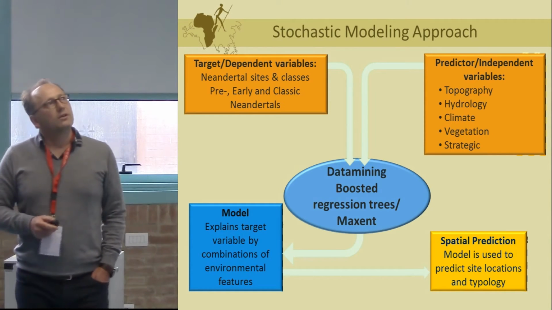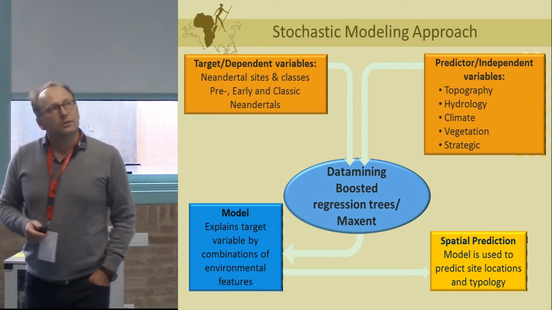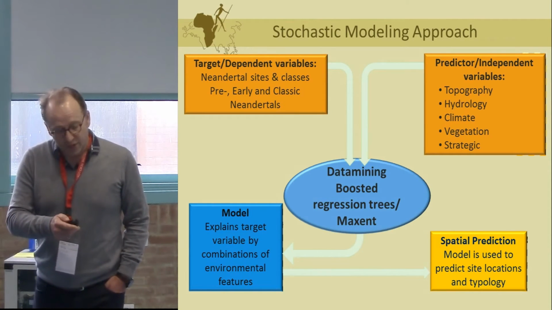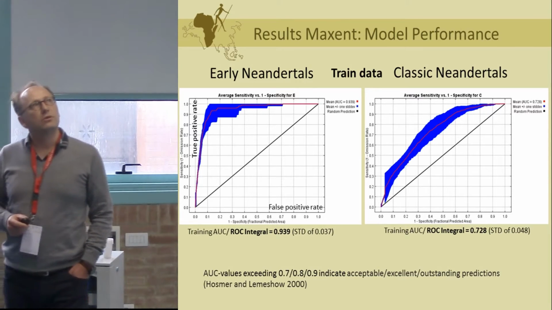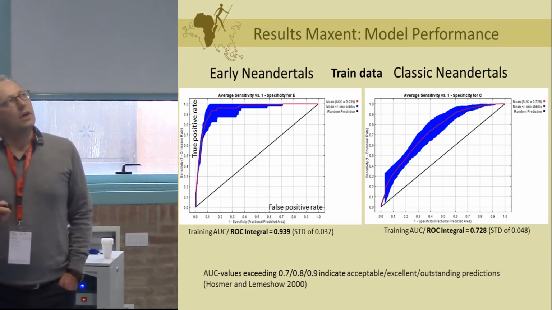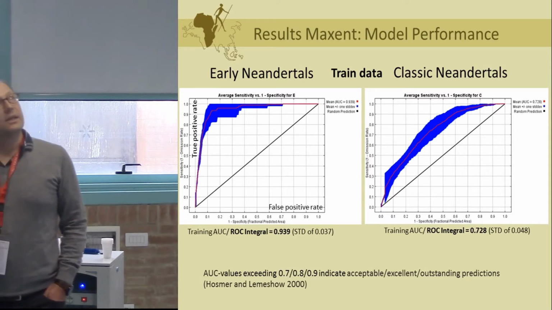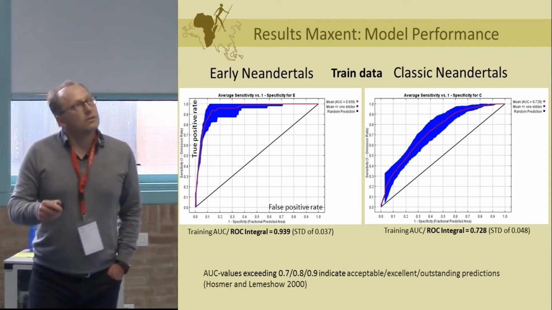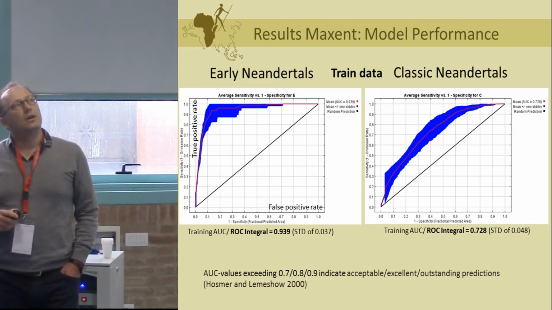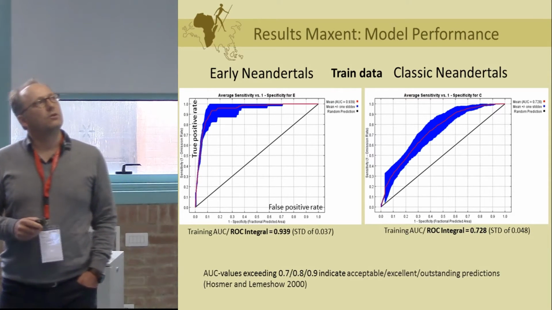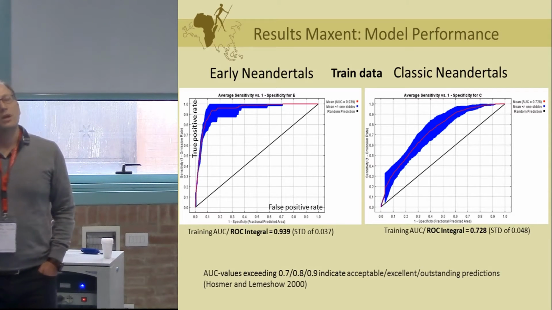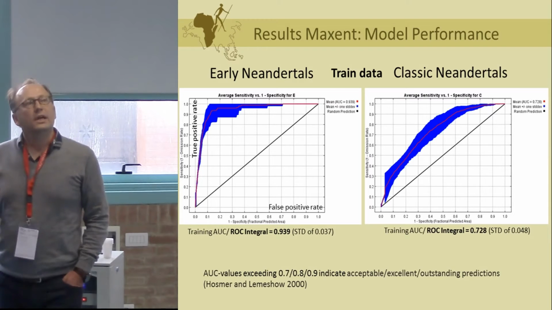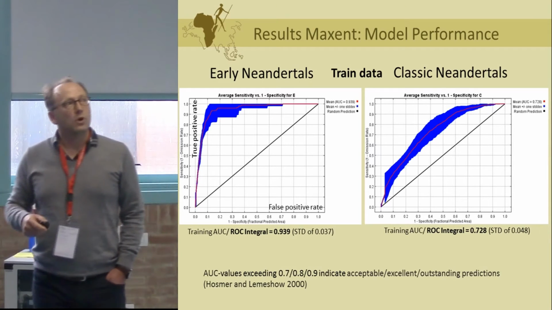First we use then the MaxEnt and the boosted regression tree model, and here are the results of the model performance of the MaxEnt model. Here on the left-hand side you have the early Neanderthals, on the right-hand side you have the classic Neanderthals, and what you see over here is the receiver operator curve integral. If the curve is passing through the upper left corner of this diagram, we have an excellent model. So our integral under the curve is about 1.